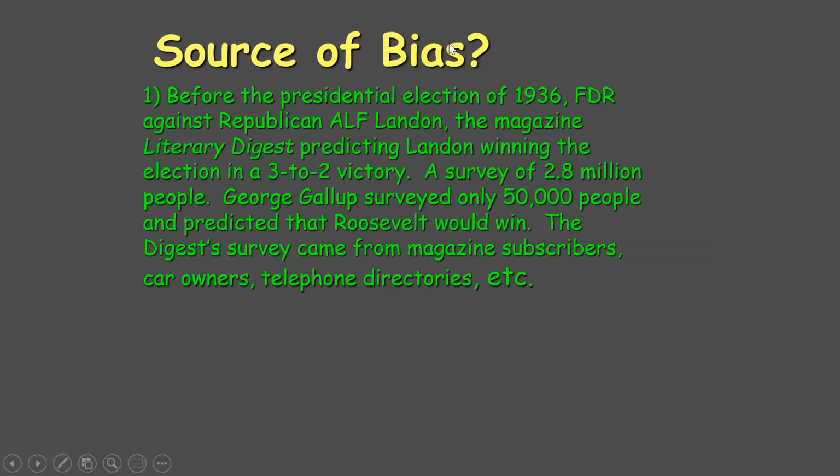So let's look at this example. Before the presidential election of 1936, the magazine Literary Digest predicted Landon winning the election in a 3-2 victory, from a survey of 2.8 million people. George Gallup surveyed only 50,000 people and predicted that Roosevelt would win. The Digest survey came from magazine subscribers, car owners, telephone directories, etc. So they're putting a survey into a magazine that people have to subscribe to. What source of bias is going to be here?